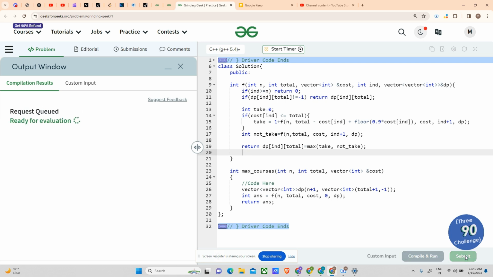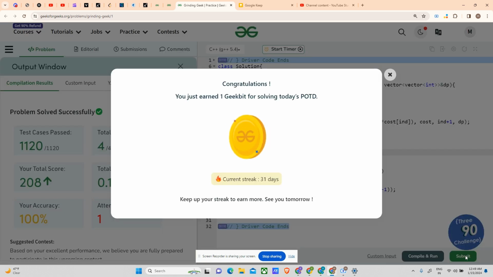Running fine for the compile and run case. Check it out for submit also. Working fine. Hope you liked it.